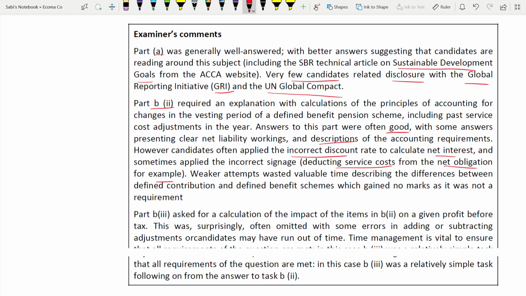And what about the weaker attempts? They wasted valuable time doing what? Describing the difference between defined contribution and defined benefit. Was it even asked? No, it didn't ask.